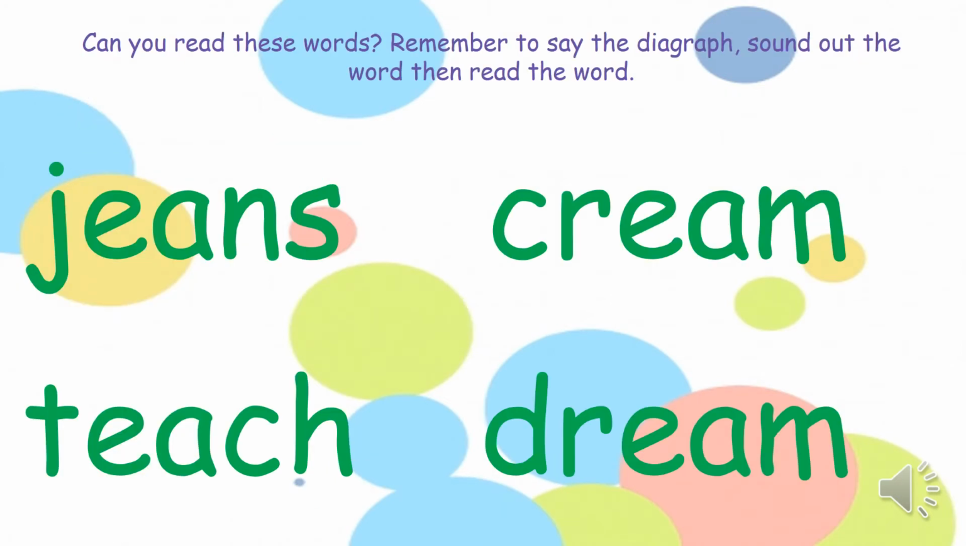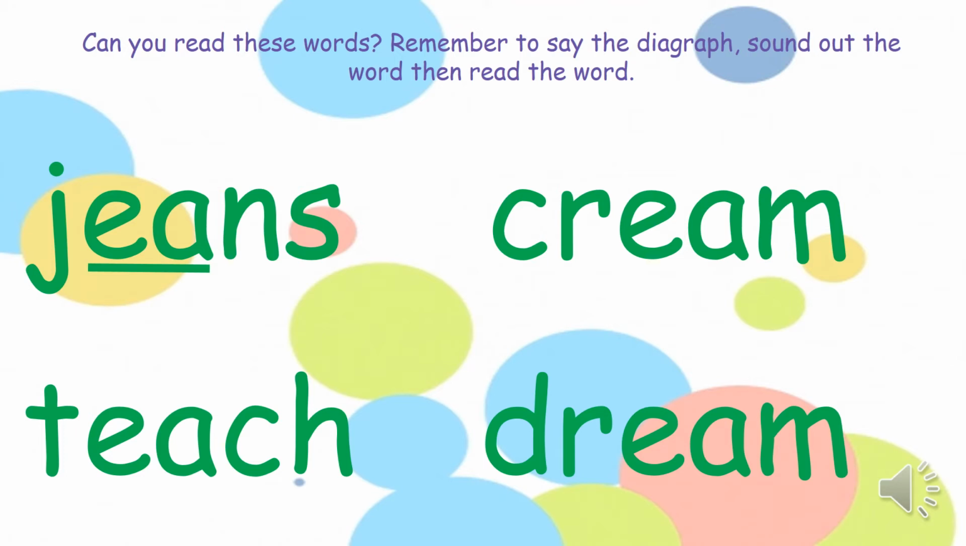Now let's look at our other E sound. We have the spelling EA, which also makes the E sound. We are going to read these words. Our first word, can you spot the digraph? E, well done. Let's use our sounds. J, E, N, S. Jeans, superstars, and lots of us wear jeans on the weekend.